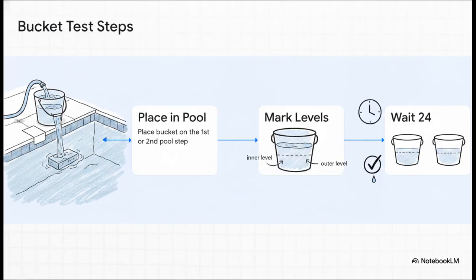Step 1, bring your pool up to its normal level, then fill an empty bucket with pool water to about an inch from the top. Step 2, place that bucket right on the first or second step of the pool. You can weigh it down with a brick if you need to. Step 3, mark the water level inside the bucket, and then mark the pool water level on the outside of the bucket. Then, you just wait 24 hours. The logic here is completely bulletproof. If the outside pool water recedes faster than the inside bucket water, then, well, congratulations, sort of. You've officially confirmed an actual leak.